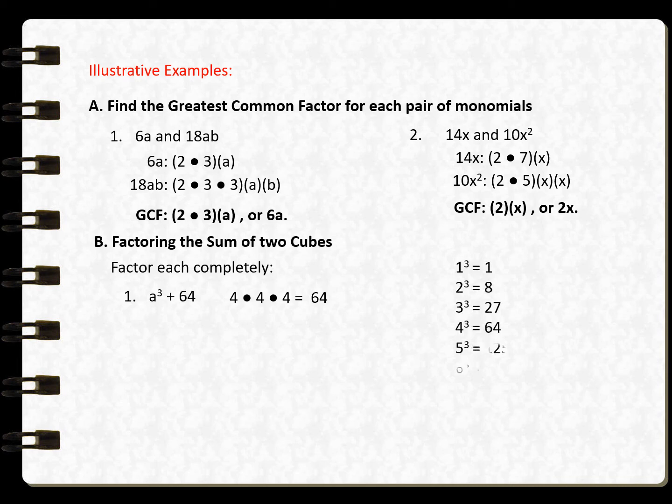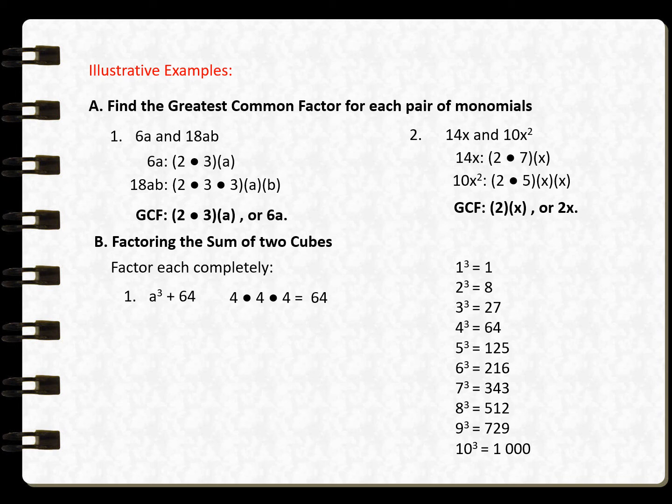So, 1 cubed is equal to 1, 2 cubed is equal to 8, 3 cubed is equal to 27, 4 cubed is equal to 64, 5 cubed is equal to 125, 6 cubed is equal to 216, 7 cubed is equal to 343, 8 cubed is equal to 512, 9 cubed is equal to 729, and 10 cubed is equal to 1,000. Ano yan?